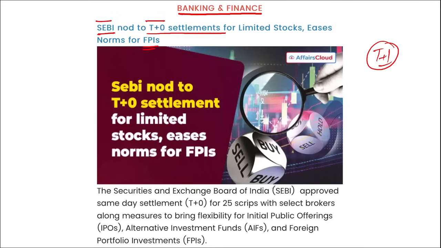That will help the foreign portfolio investors, right? They can invest their money and on that day itself they can withdraw their money as per their wish. And this will be done for limited stocks. Here you can see SEBI approved the same day settlement for 25 scrips and selected brokers, along with measures to bring flexibility for IPOs, AIFs and foreign portfolio investors.